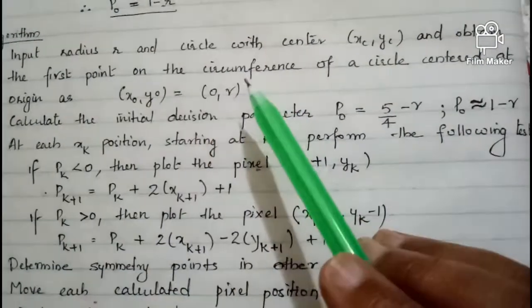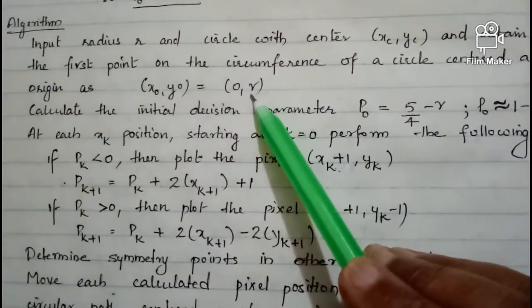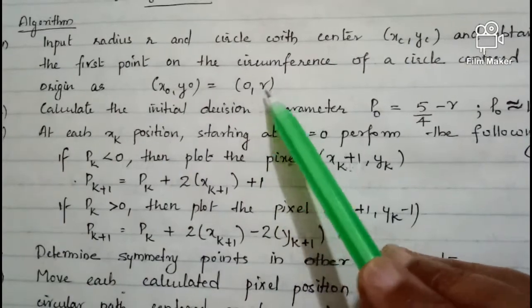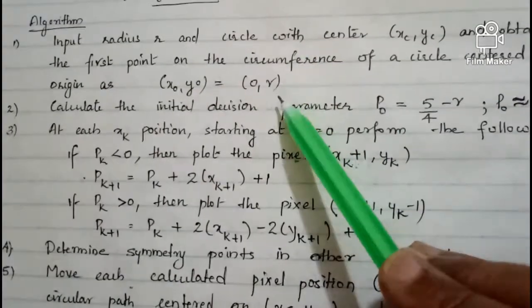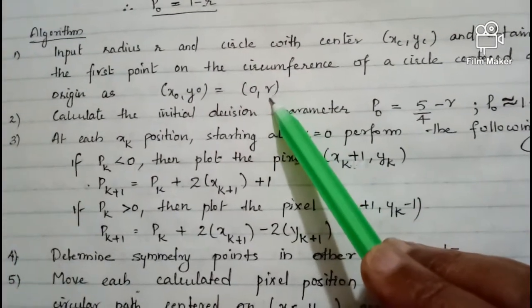Once you know these two values, the algorithm says the first point that should be plotted on the screen should be (0, r). This is already told to you. This is the first point to be plotted.